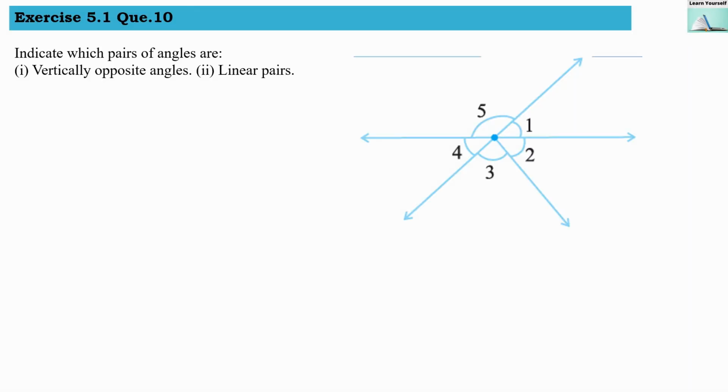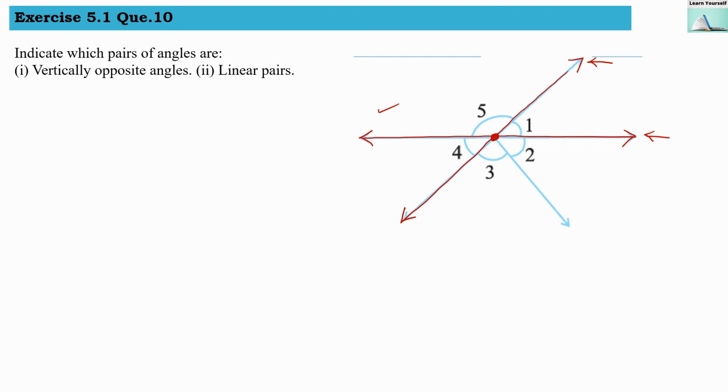Exercise 5.1, question number 10. Indicate which pairs of angles are vertically opposite angles and which are linear pairs. So from this figure, we have to find out which angles are vertically opposite and which angles are forming a linear pair. By looking at this figure, we can see that these two lines are intersecting with each other at one common point, and by that, these angles are formed.